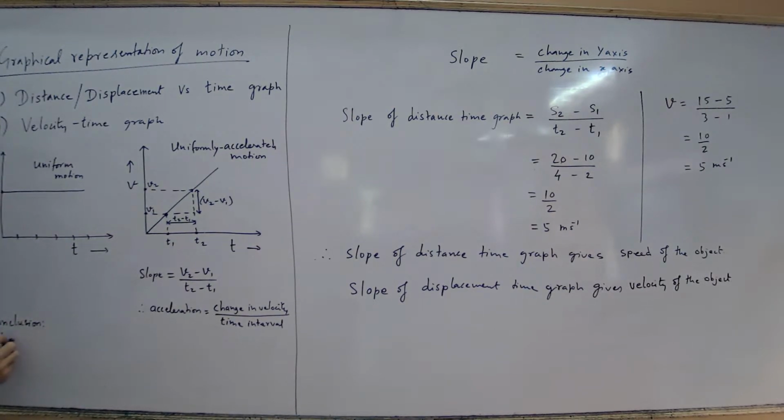Slope of velocity time graph gives acceleration. Okay.